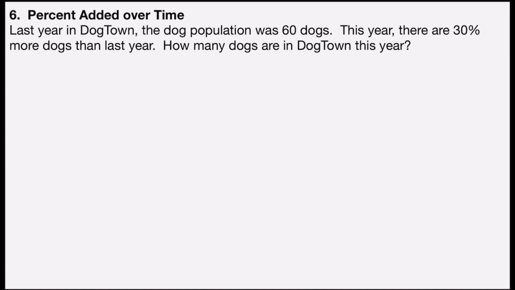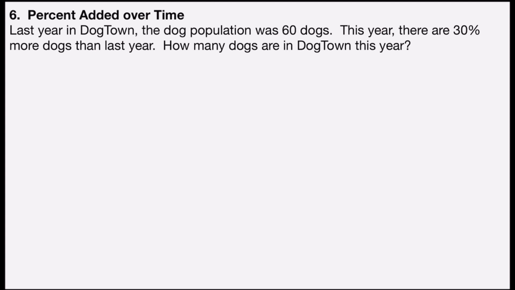Problem number 6 deals with percent added over time. It says last year in Dogtown, the dog population was 60 dogs. This year, there are 30% more dogs than last year. How many dogs are in Dogtown this year?